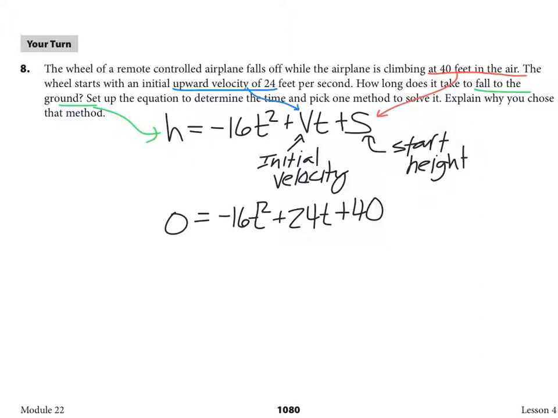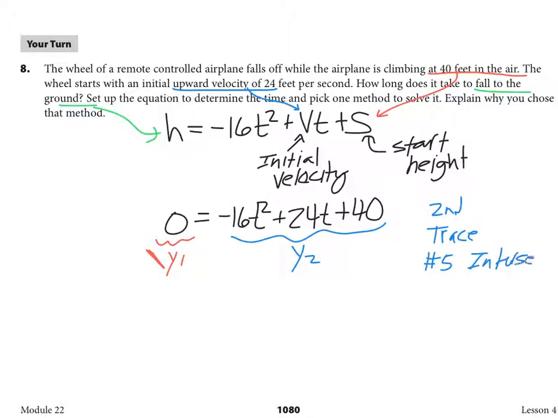Set up the equation to determine the time, then pick one method to solve it, explain why you chose that method. So it doesn't matter, but I'm going to do the calculator, and I'm going to put this in for y1, and I'm going to make it a fat line because it's on the x-axis just so I can see it. I'm going to put this in for y2, then I'm going to go to second, trace, number 5, and I'm going to do intersect.